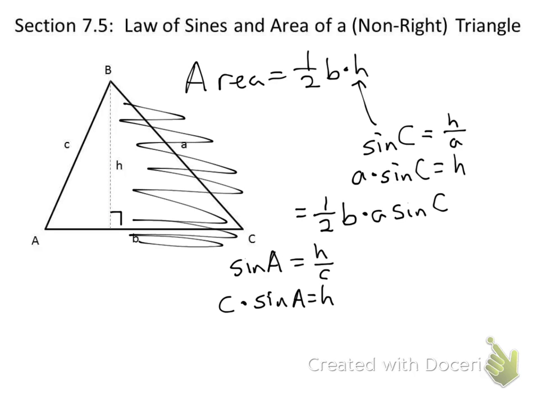Why am I using angle A? Because it's in that right triangle when I cut it down. I also did C on the right-hand side. Can't use B, because B is not in a right triangle, and B does not have H as one of the sides in the triangle.